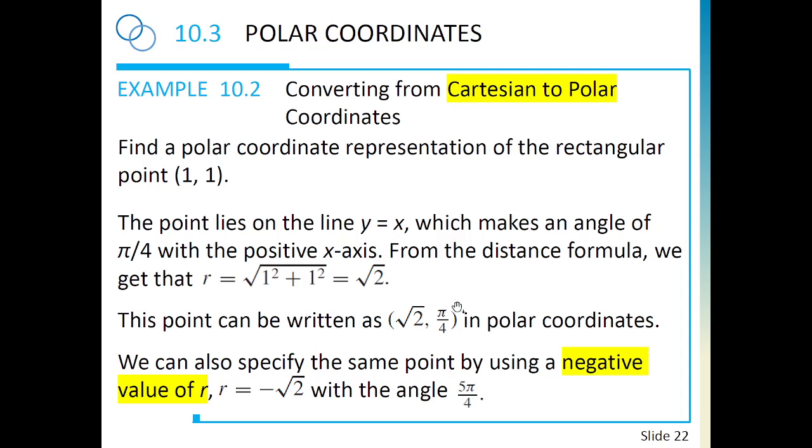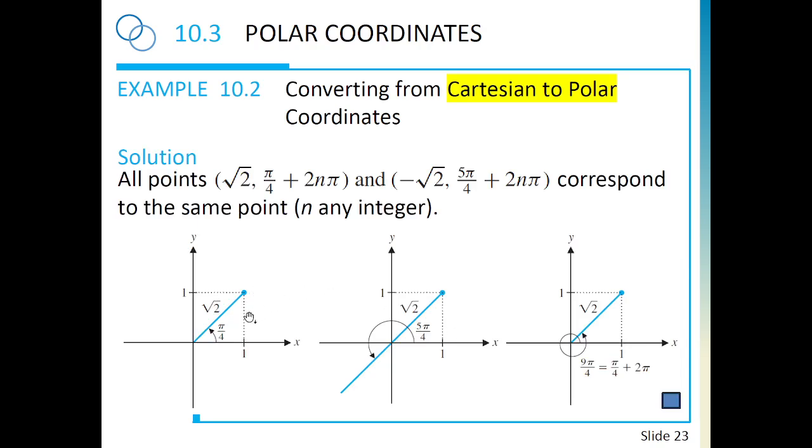So once you have one representation, you can get infinitely many others by adding 2 pi or subtracting 2 pi from the angle. Another option is to put the minus in front of r and then add pi or subtract pi. So essentially that's what we have. This is our point, and then I can spin around like we did here. I add 2 pi and spin around, or I can add pi and then I will be here, and that's why I need the negative sign to bring me up there.